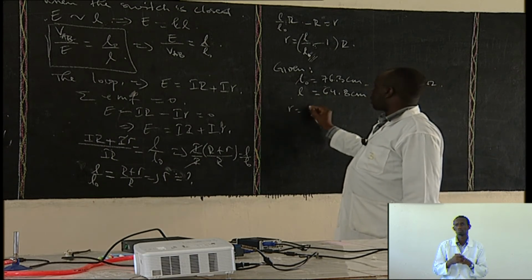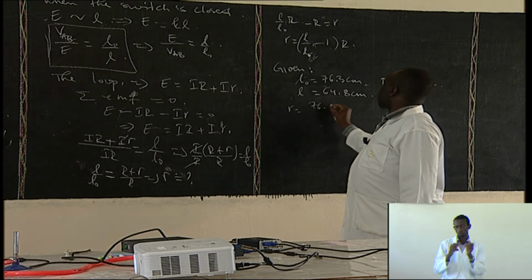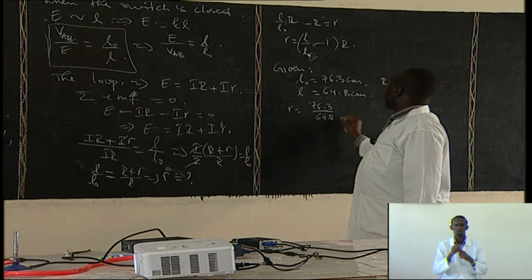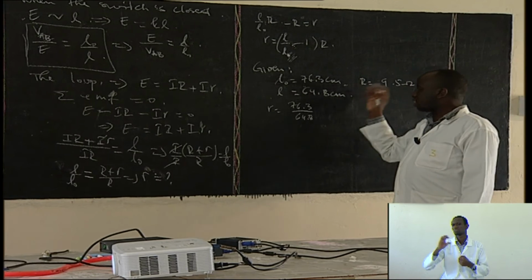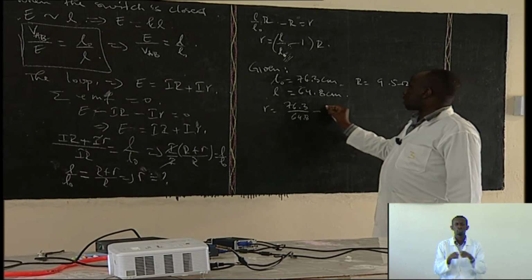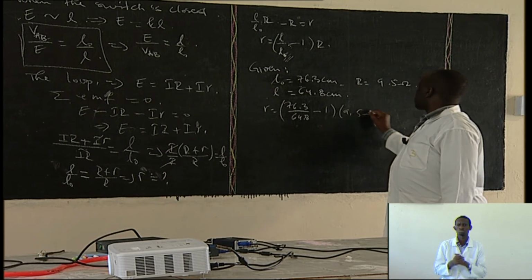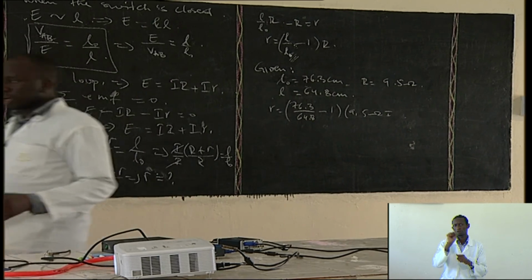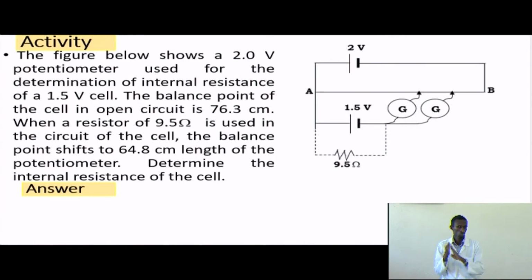We substitute, so we use that formula. Here we have 76.3 over 64.8, in centimeters, and the centimeters cancel each other. Then minus 1, and times this 9.5 ohm. And what is the answer? Can you just do it quickly? I hope that you have finished calculating that. Let's do it together.